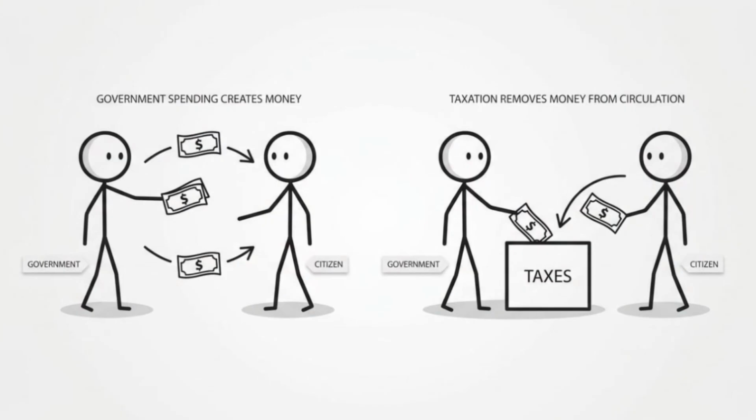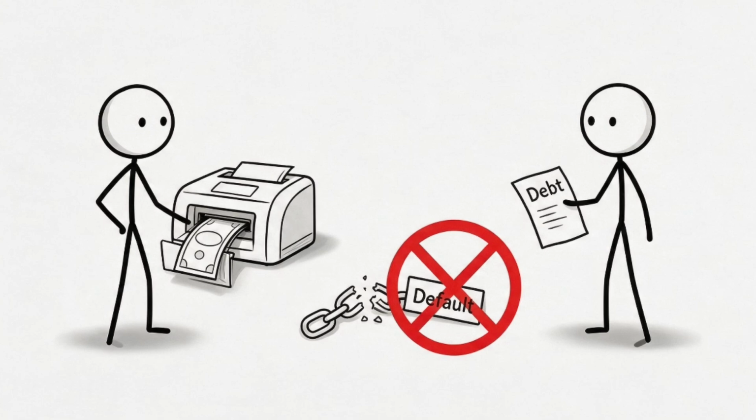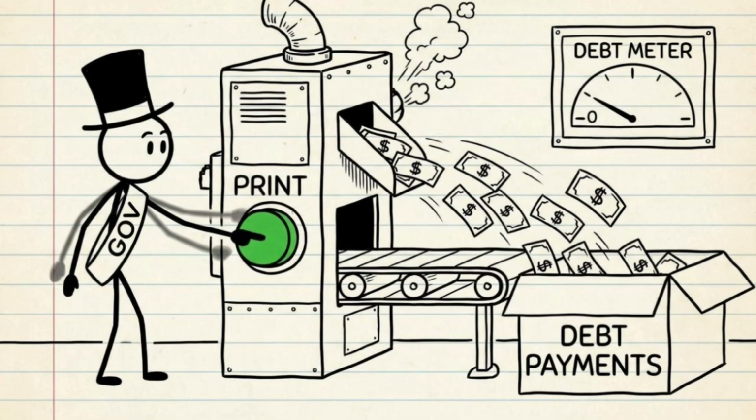When a government spends, it creates money. When it taxes, it effectively destroys that money, pulling it out of circulation. Because of this, a government that prints its own money can never be forced to default on debt denominated in its own currency. It can always just print more to pay what it owes.